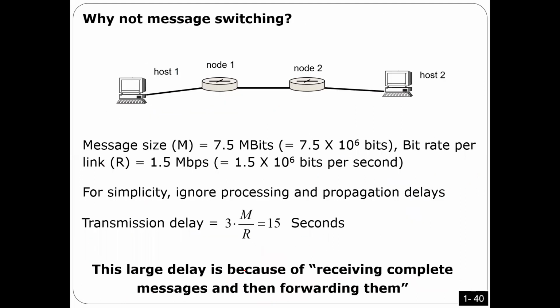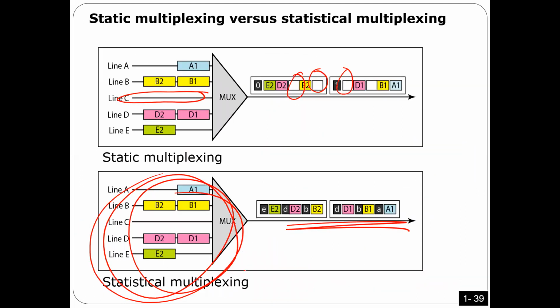Okay, guys? Any questions for the packet switching and stuff? Yes. Okay. Static means you have your fixed resources. Statistical means on demand. An example is the circuit switch. The multiplexing we use in circuit switching, we call it static multiplexing. The multiplexing we use in packet switching, we call it statistical multiplexing.